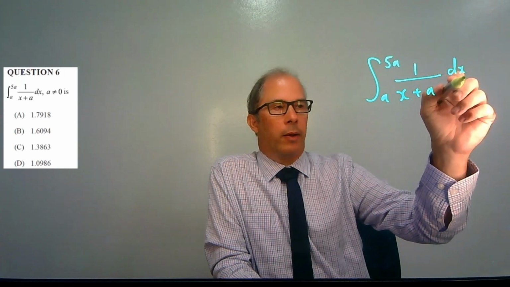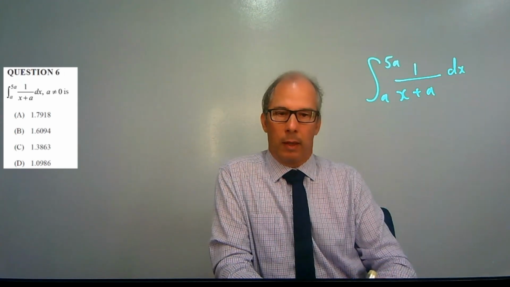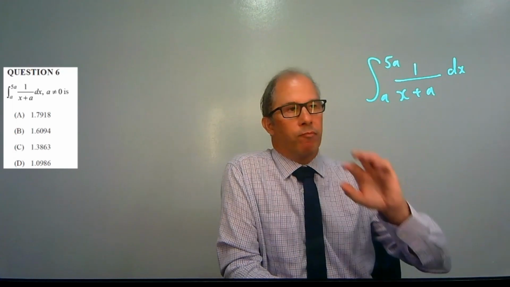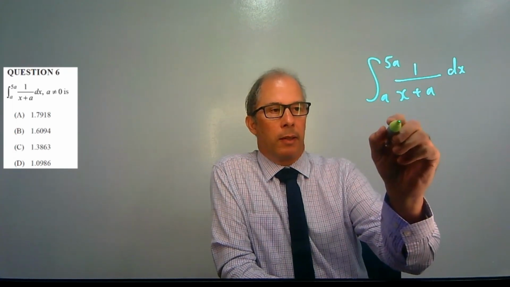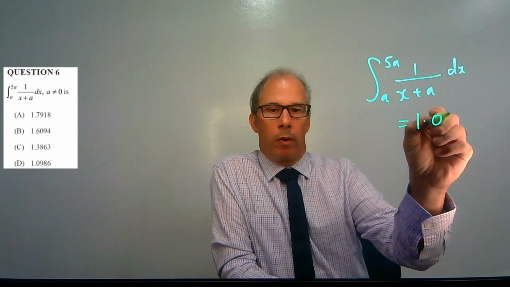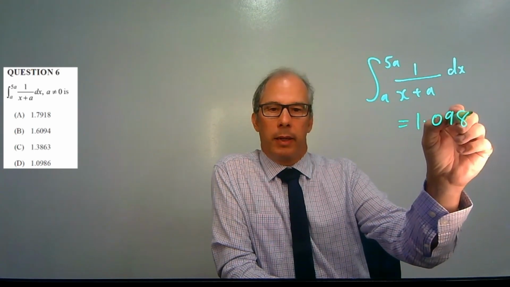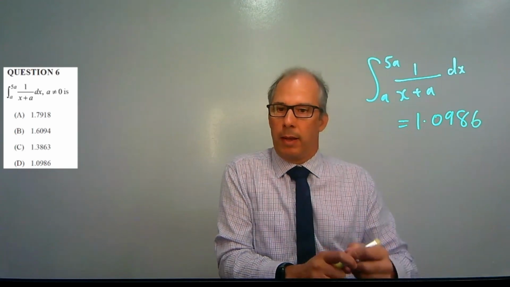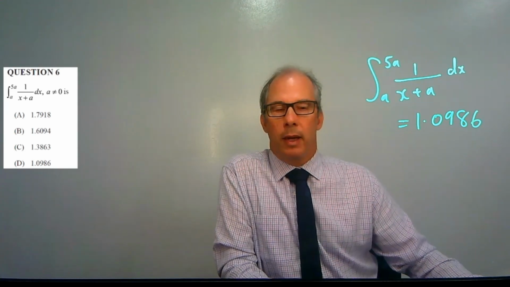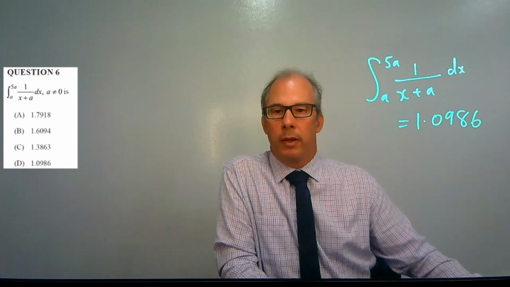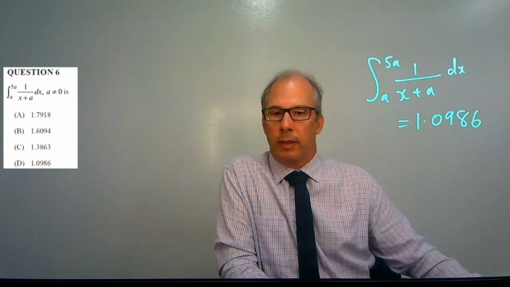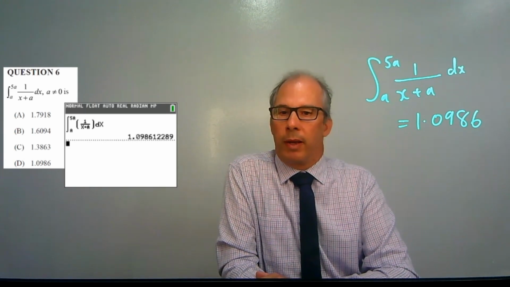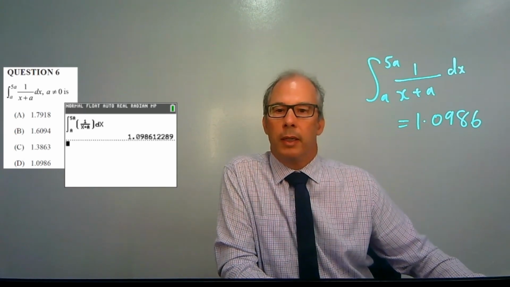dx. Now in our calculator, the TI-84, that should then spit out the answer of 1.09886, and that is answer D. You could of course do that by hand as well, but I think using the calculator is probably the easiest way for that one. So there's a screenshot of the solution there.